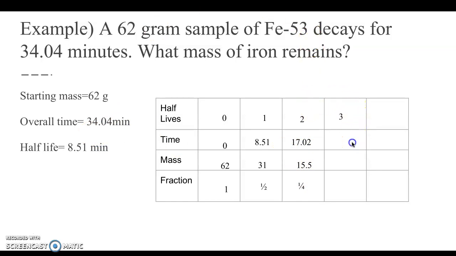So half-life 3 occurs. It takes another 8.51 minutes for a total of 25.53 minutes passed. Half of our sample has now decayed, so we're left with 7.75 grams of iron-53, and we're left with an eighth of our original sample. We now move on, and another half-life passes. An additional 8.51 minutes passes, and we're now at our stopping time, 34.04. Half of our mass remains, and a total of 1/16 of our original sample remains.